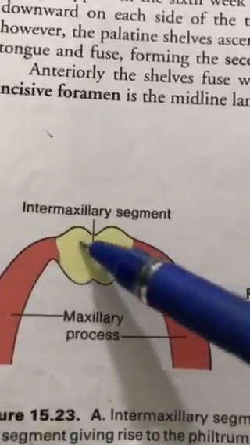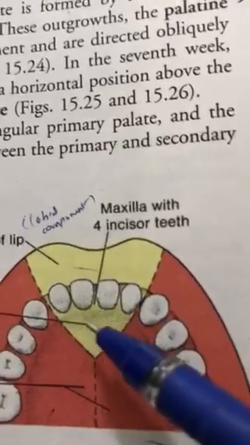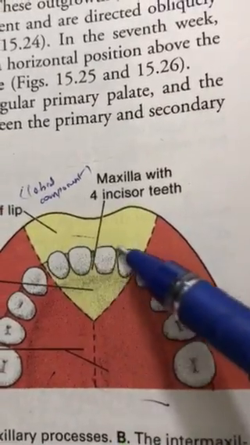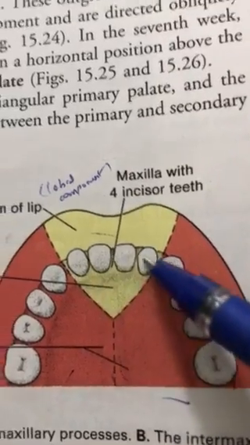Look at this. This is called the intermaxillary segment. It gives rise to the primary palate. This is the primary palate, and the alveolar process for the upper 4 incisor teeth, and the philtrum of the upper lip.